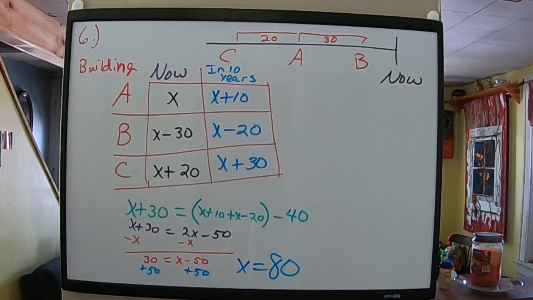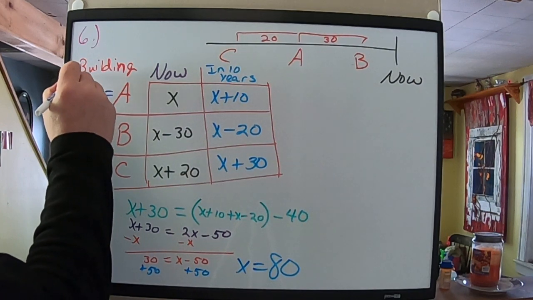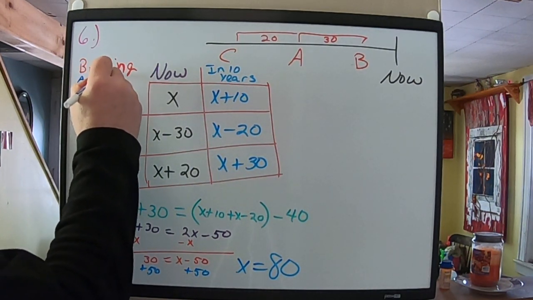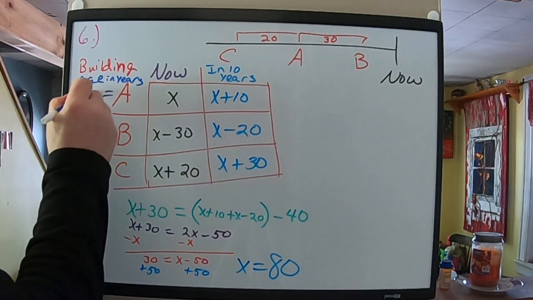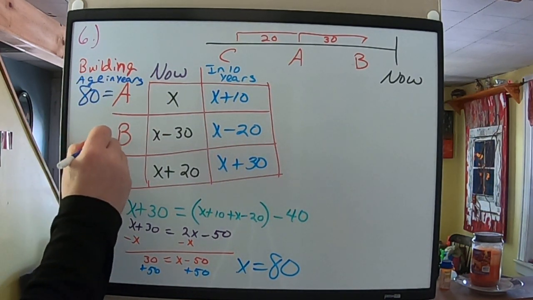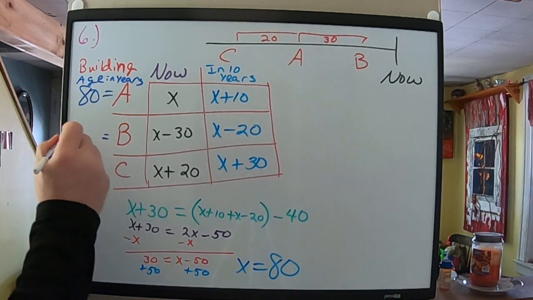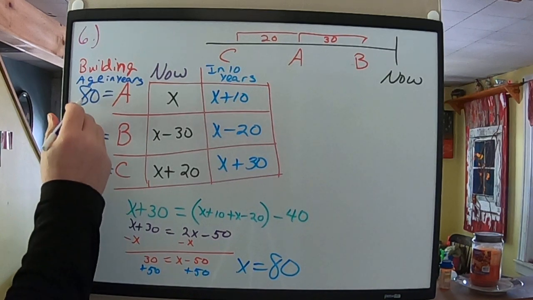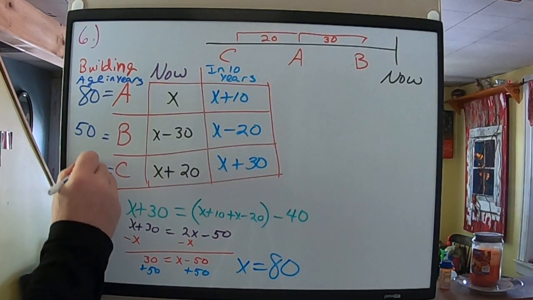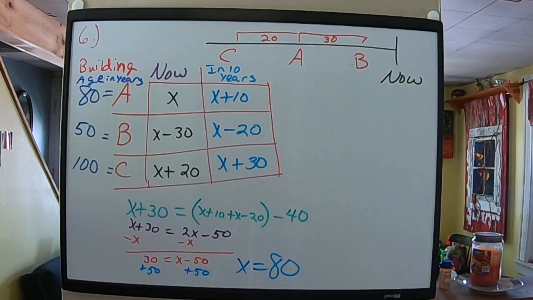The question is, what is the present age of each building? So the present age of building A in years is 80. Building B is 80 minus 30, 50. And building C, 80 plus 20 is 100 years. And there's problem 6.